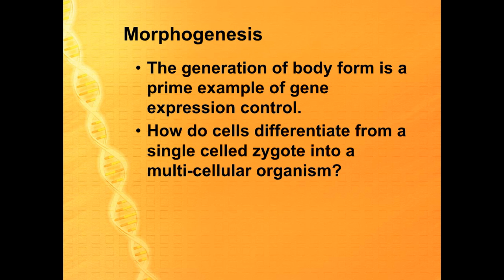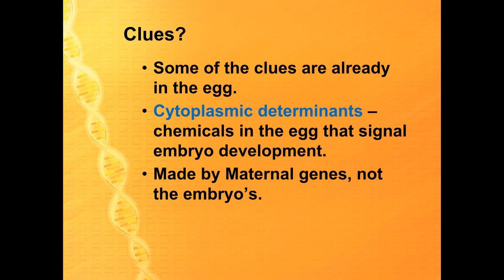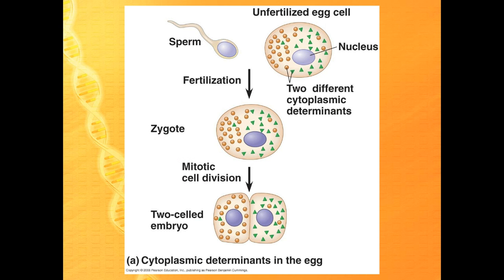So morphogenesis is a really good example of gene expression control. So think about how an organism is going to go from a single-celled zygote into a multi-cellular organism. That's going to be a lot of different expression at different times. So some of these things are already in the egg. These cytoplasmic determinants are those chemicals that signal embryo development. Notice there that mom makes those, the embryo doesn't. So the egg gets a head start thanks to mom's work.